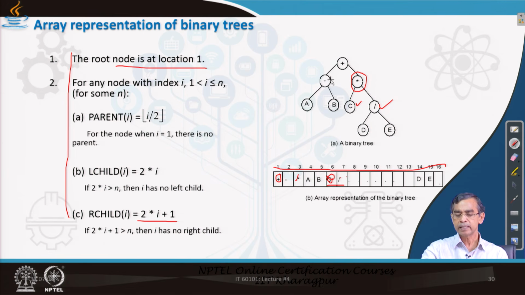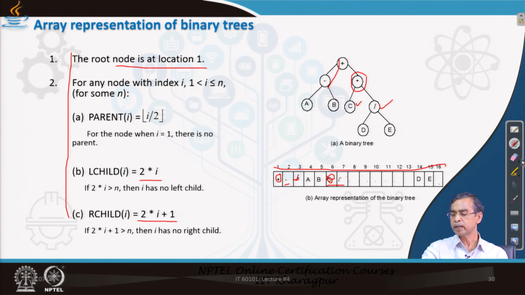So the left child is stored at 2 star i, and its right child is stored at 2 star i plus 1.